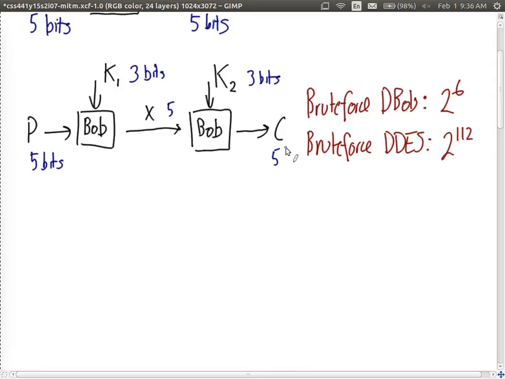So what we do is, once we know the potential values of the X in one direction, we work backwards and see if we find a matching X from the ciphertext. If we do, then that's a potential key pair. If it's not a match, then it's definitely not the correct keys. So we'll try that. The first step, a brute force attack on P1 using our cipher Bob, and the key K1 is 3 bits, so we need to try 8 possible keys.